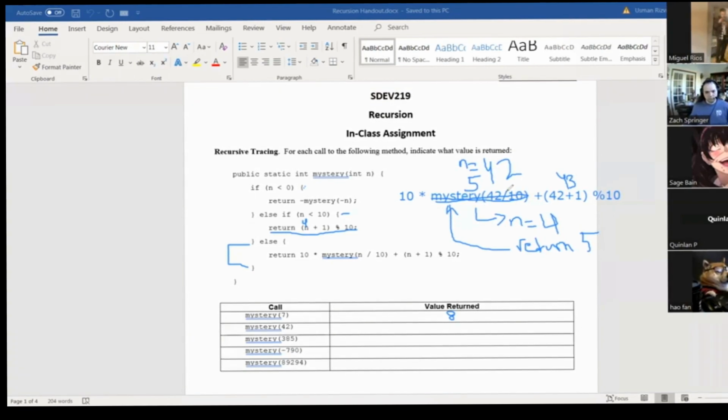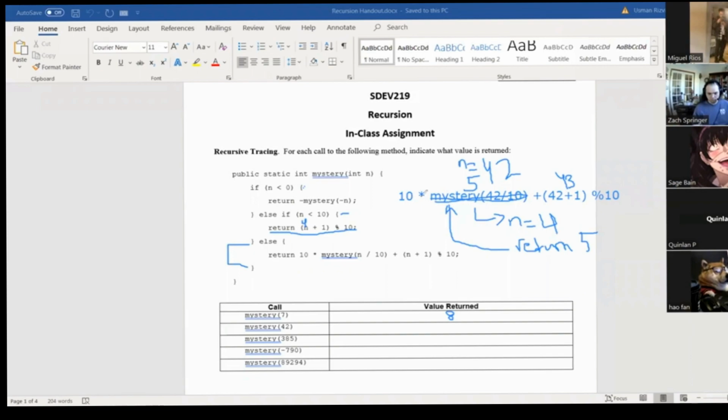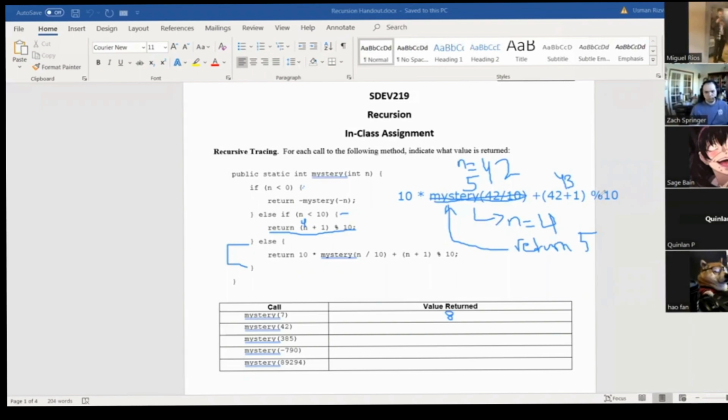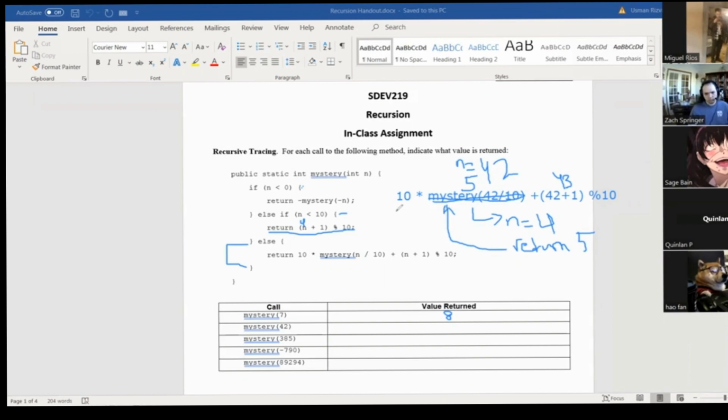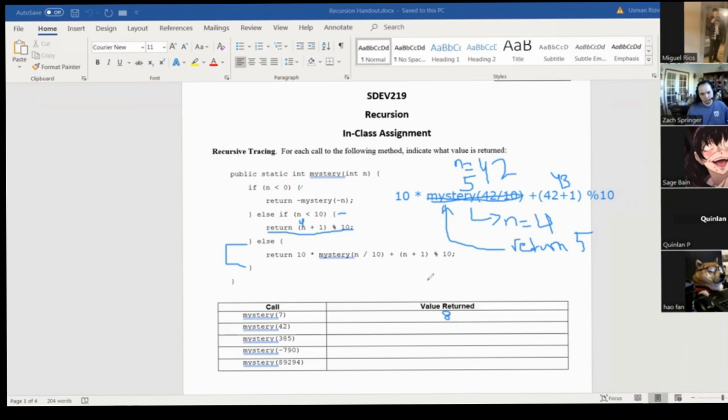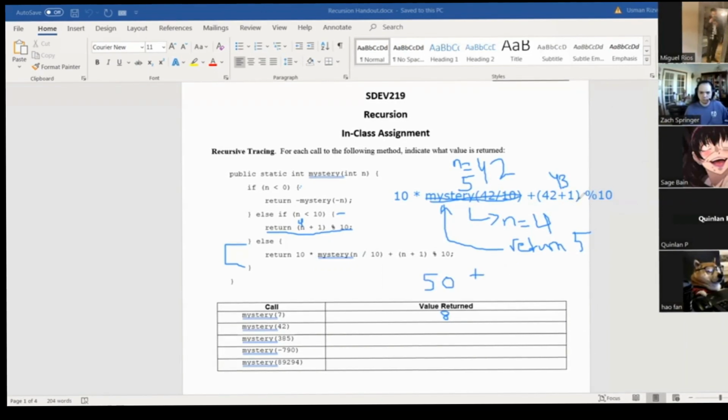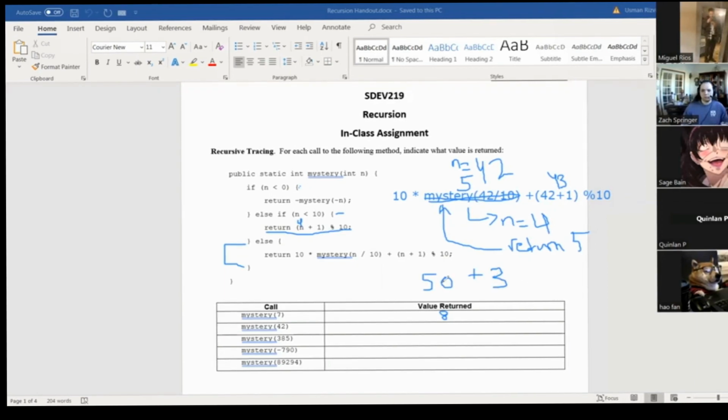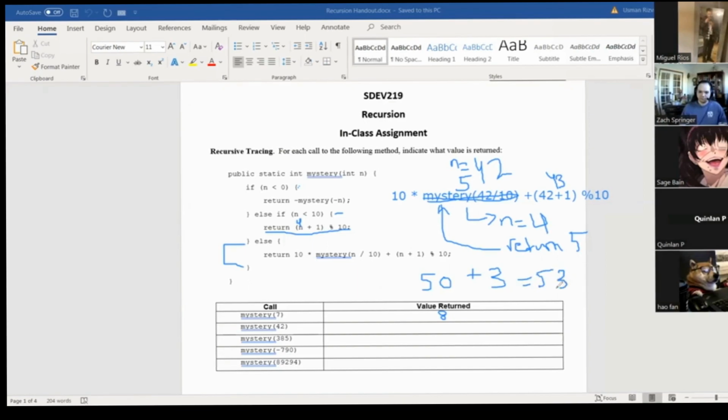So what's next? Multiplication. Multiplication, mod and division are on the same level, so you go from left to right. You do 10 times 5, which is 50. Then you have plus 43 mod 10. What is 43 mod 10? 3. 50 plus 3 equals 53. So the function would actually return 53.